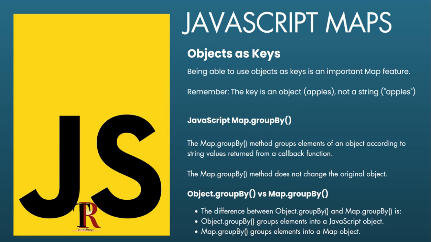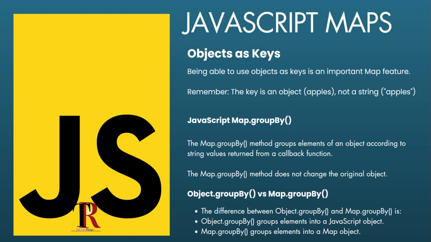In this lesson, we'll be talking about objects as keys, still on the discussion about map objects in JavaScript. Now, being able to use objects as keys is an important map feature, and you will realize why in the examples that I'm going to be showing us right now, as a practical illustration of how objects can be used as keys of a map.